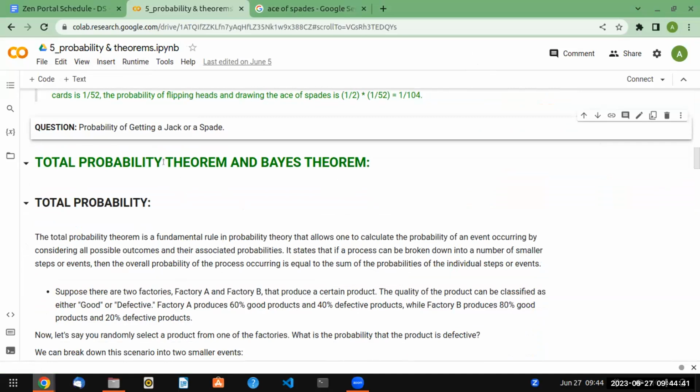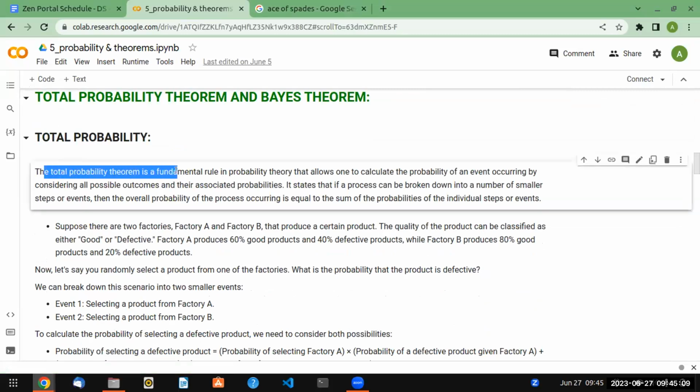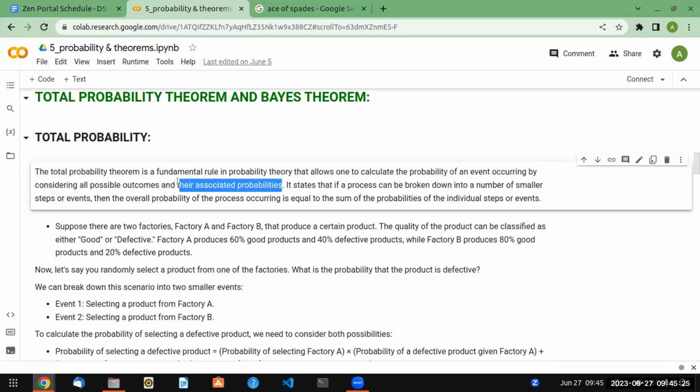Now there are 2 theorems, very important, and these are the essence of DS. This is called the total probability theorem and the Bayes theorem. These 2. Now we'll apply whatever logic we understood from above in these theorems. Let's understand what the total probability theorem is with an example. The total probability theorem is a fundamental rule in probability theory that allows one to calculate the probability of an event occurring by considering all possible outcomes, along with their associated probabilities.